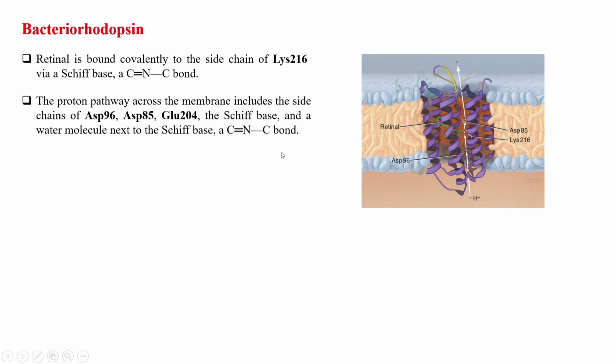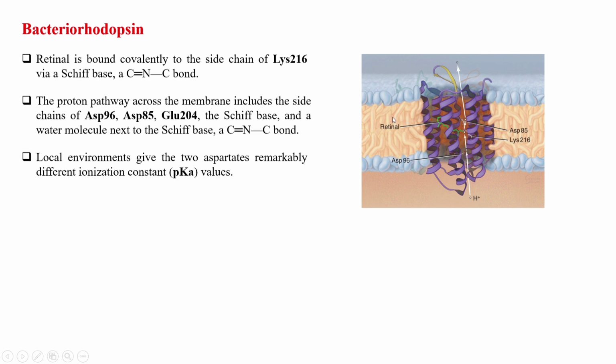The proton pathway means how protons transfer from inside to the outside. The proton pathway across the membrane includes the side chains of aspartate 96, aspartate 85, glutamate 204, the Schiff base, and the water molecule. So protons actually jump across these amino acids of this protein and ultimately to the outside. Okay. Now local environments, here inside the lipid bilayer, give the two aspartates, aspartate 96 and aspartate 85, remarkably different ionization constants or pK values.